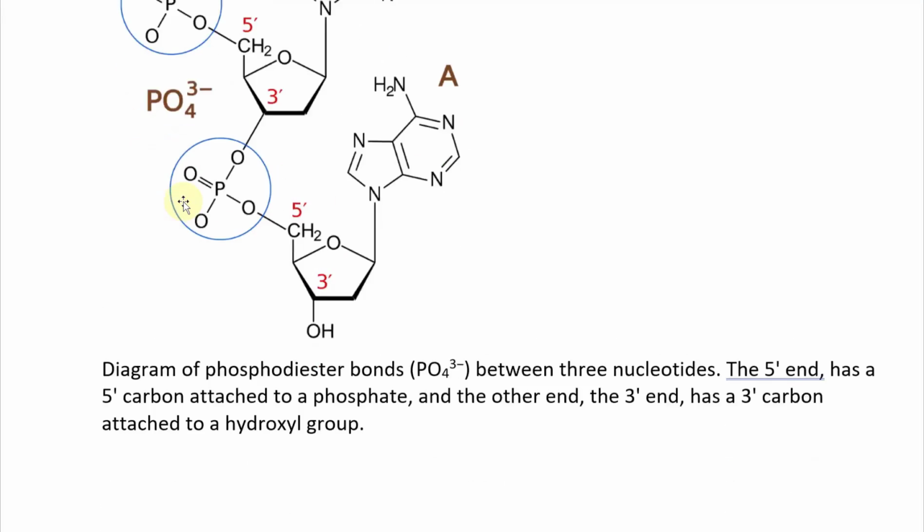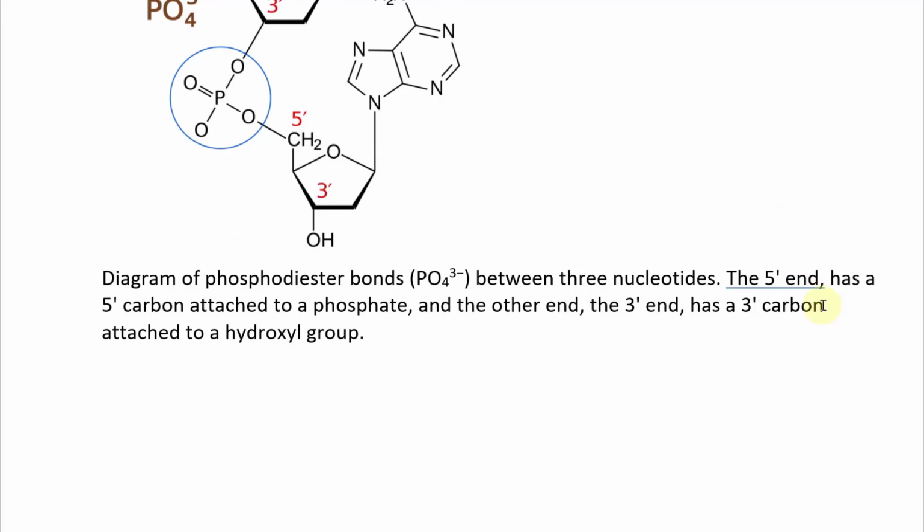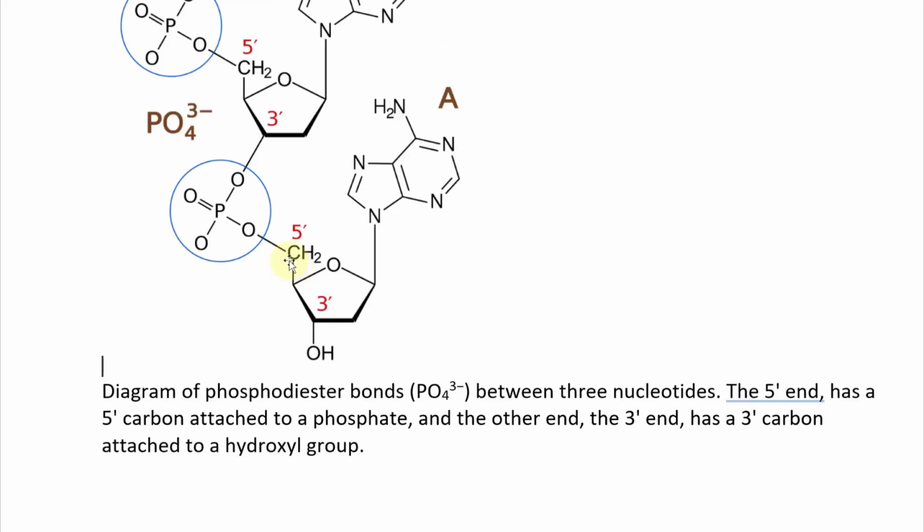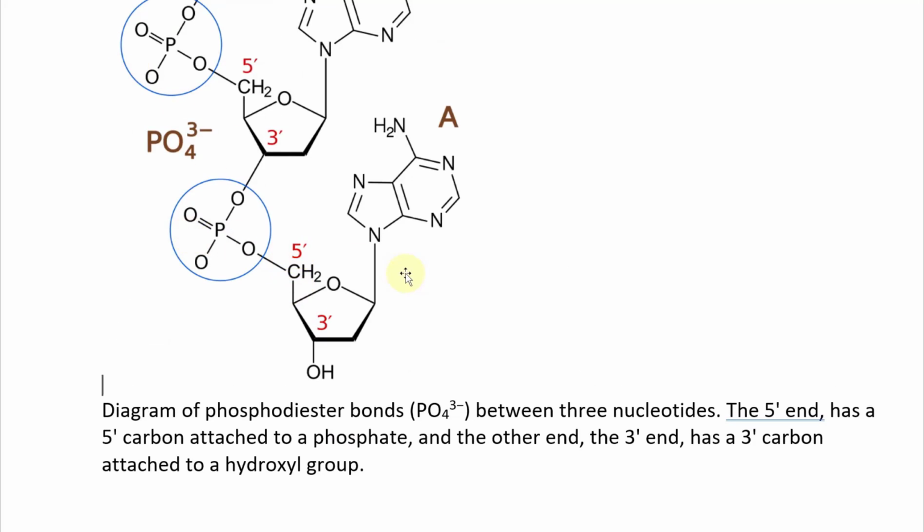Notice how there's 3 nucleotides connected. So the 5' end has a 5 carbon attached to a phosphate. So this 5' end is connected to a phosphate, the 5' end carbon. This carbon is attached to phosphate, and the other 3' end has a 3' carbon attached to a hydroxyl group. And over here there's the hydroxyl group.